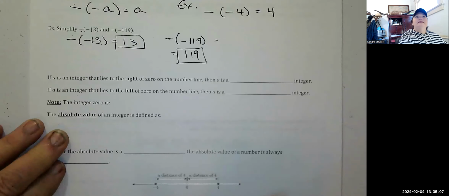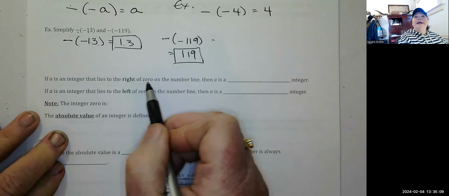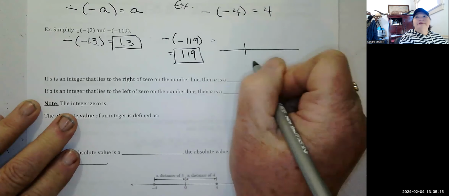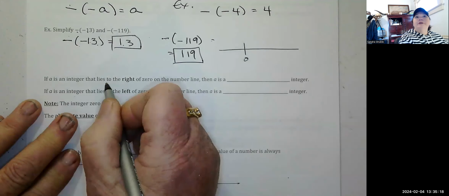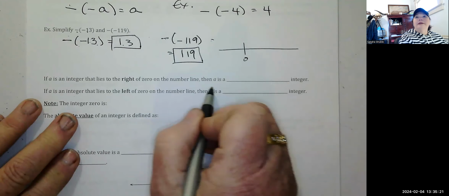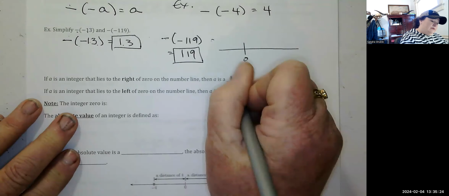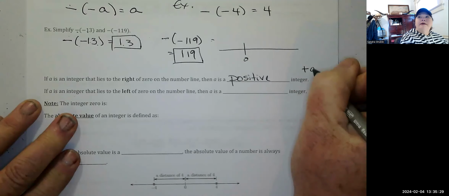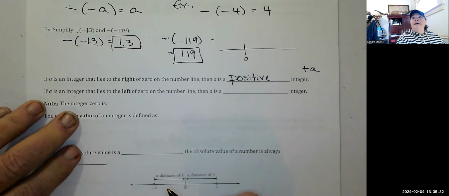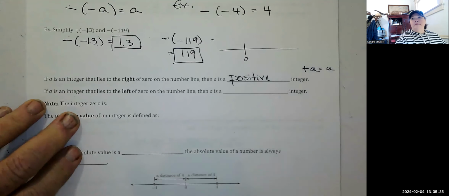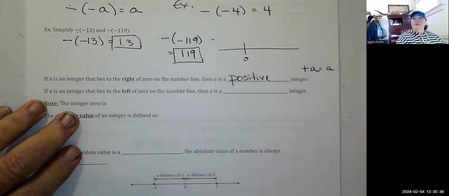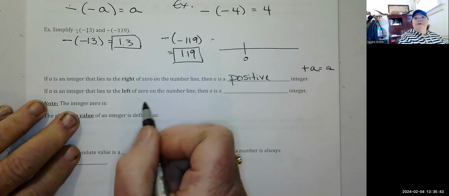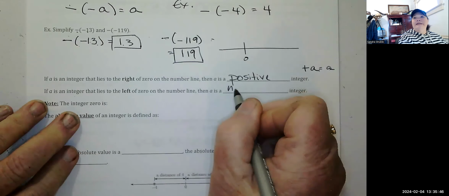If A is an integer that lies to the right of 0 on the number line, so we've got a number line, and here's 0, and A lies to the right of 0, then A is a positive integer. That means it's a positive A, but a positive A is just A. We don't usually have a plus sign representing it. If A is an integer that lies to the left of 0 on the number line, A is a negative integer.